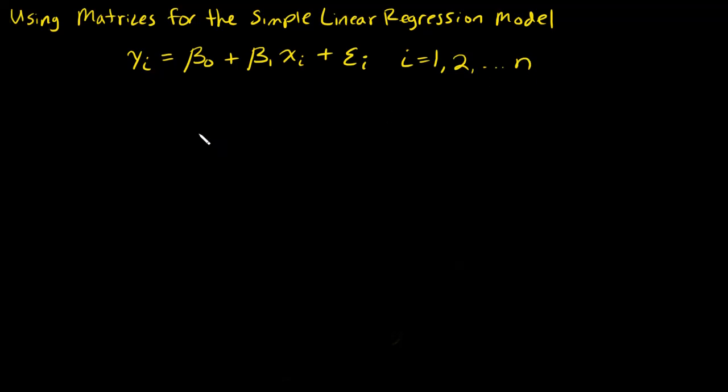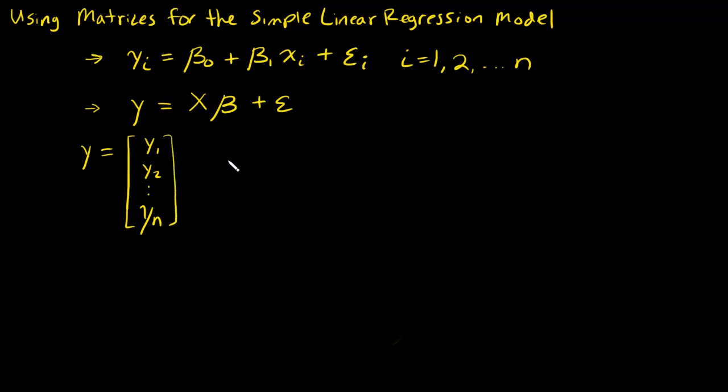So when we're using matrices, the big difference is instead of using this subscript i and writing the equation like this, we're going to use a vector y, a matrix X, a vector beta, and a vector epsilon. This is the exact same model, it's just written with vectors and matrices. So what are these? Starting with y, it is the vector of all y's: y1, y2, all the way till we get to yn.